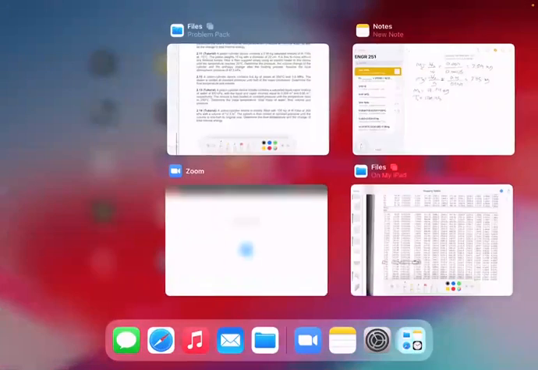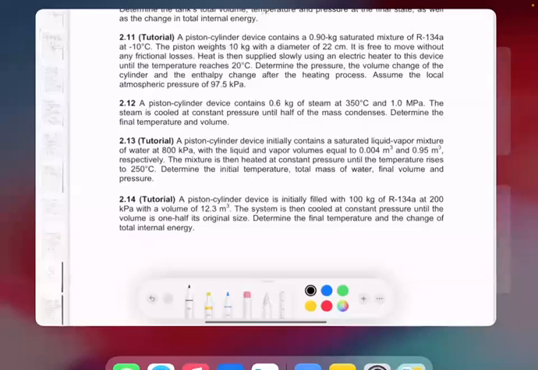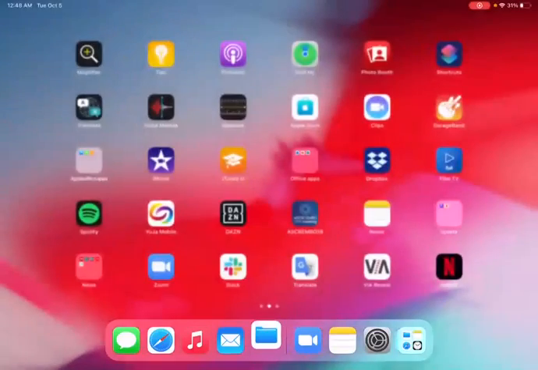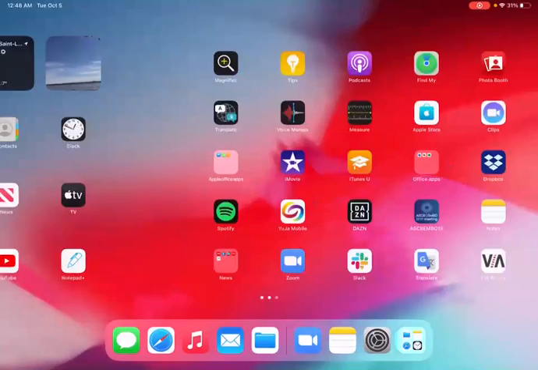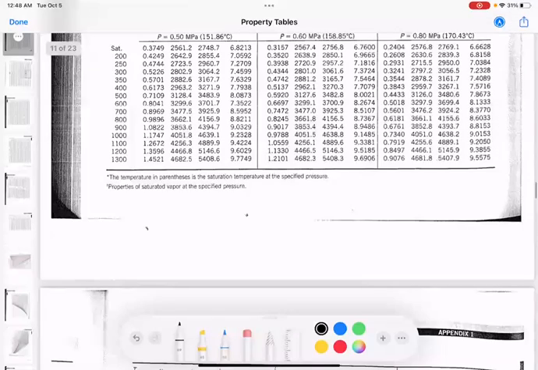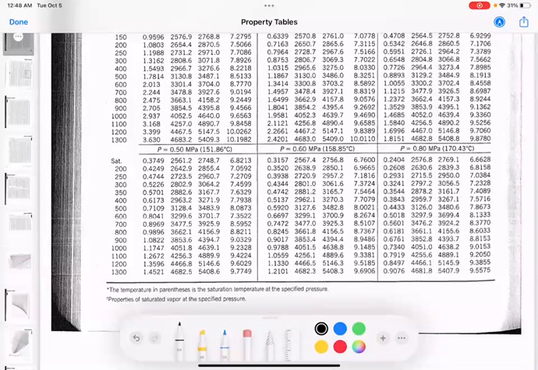All right, what else did they ask us to do? The mixture is heated at constant pressure until the temperature rises. Determine the initial temperature, total mass, and the final volume and pressure. So now we're at 0.8 because we know it's constant pressure. We're still at 0.8, but now we're at 250. Let's see if that puts us in the superheated steam. Let's see if there's an entry for 0.8 and 250. Here we go, 0.8, 250, excellent. So we're right, it is a superheated vapor.